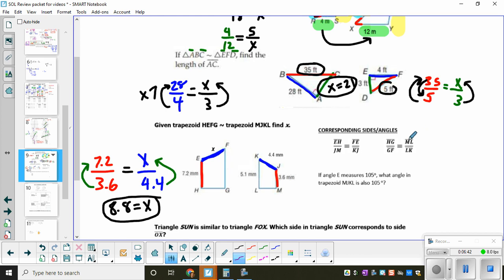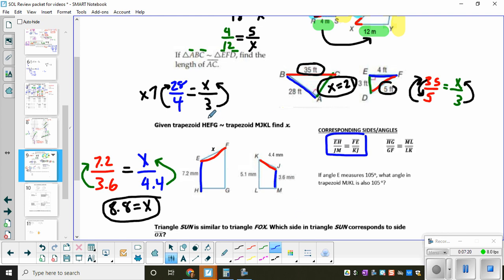Now off to the side here, I've got just like a couple of proportions set up to show you guys that you might see these types of things on your SOL where it just checks to see, like, is this true or not? And I want to show you guys how to read these and remind you how this works. So for this one, we're saying EH and JM. So it's say go from E to H and J to M. And then the next one says FE and KJ. So FE, KJ. This works. This is a true statement. This does show that these sides are proportional.